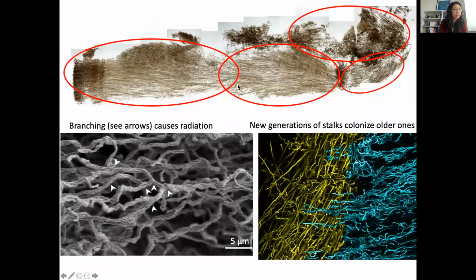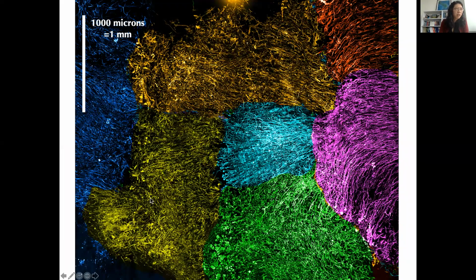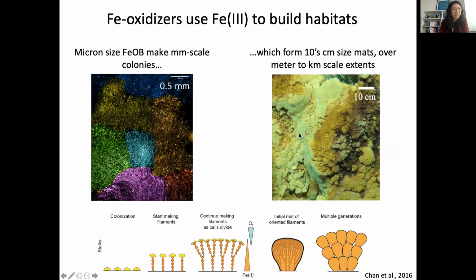And you can see individual colonies. They're a bit flattened because they got flattened in the petri dish, but you can see the branching structures as well. So that accounts for these colonies. And so colony upon colony upon colony is how we build these large structures that become these extensive mats that we see when we go visit the seamount.